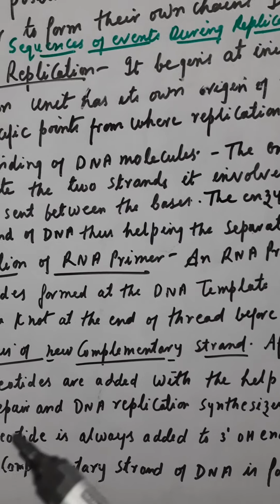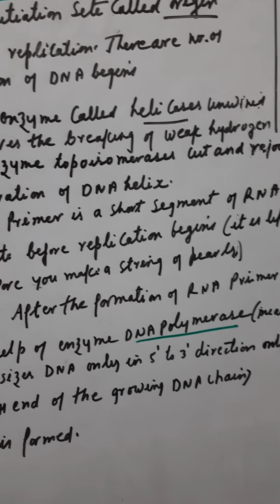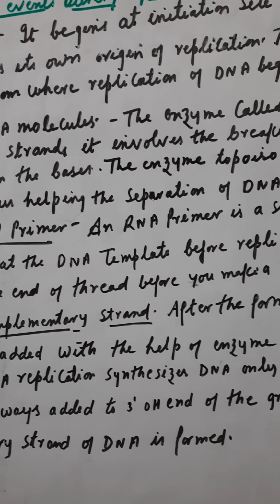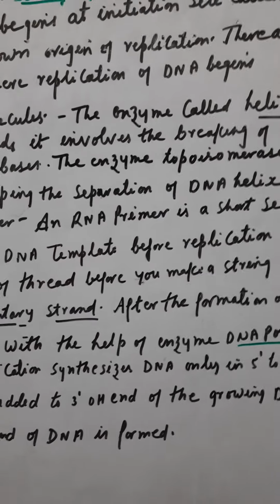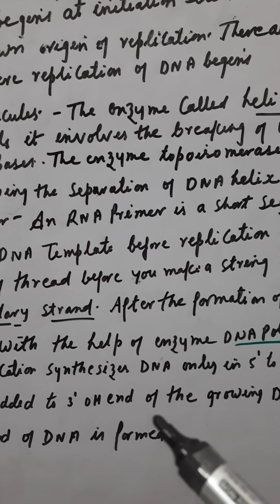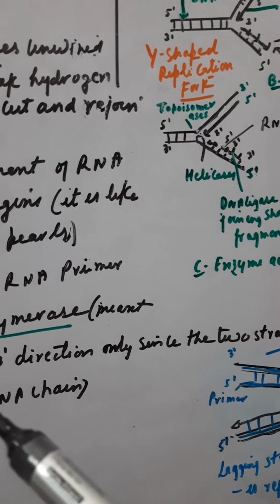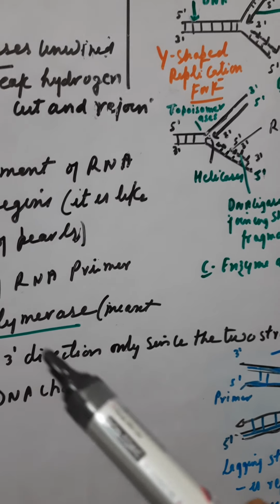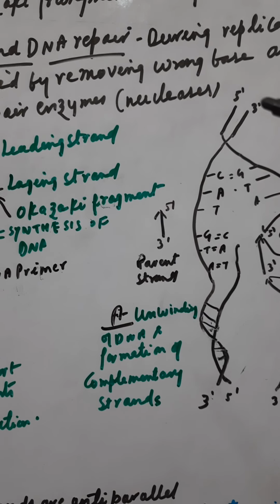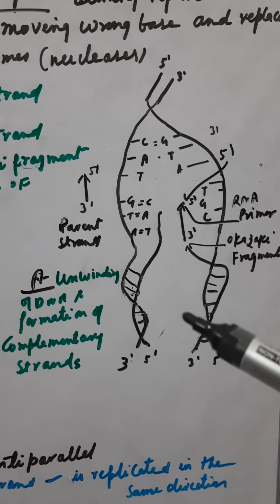Then the next one is the synthesis of the new complementary strand. After the formation of the RNA primer, new nucleotides are added with the help of the enzyme DNA polymerase. This enzyme is meant for DNA repair and DNA replication. It synthesizes DNA only in the 5' to 3' direction.